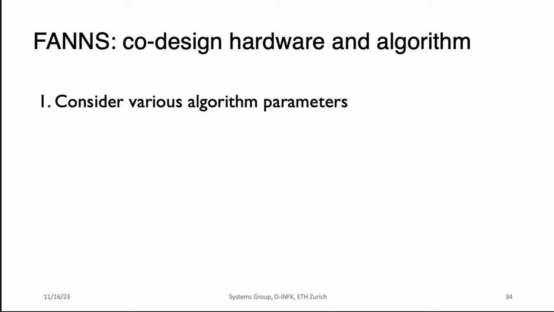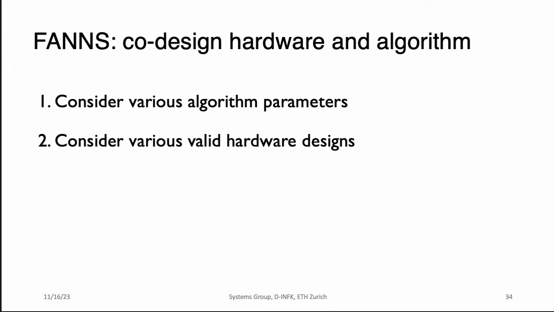First, we want to consider the algorithm parameters. Essentially, we want to measure the relationship between them and the recall requirement on the specific dataset. And then we want to consider hardware designs, where we have multiple valid designs, both within a single stage and across multiple stages. Also, how do we allocate the on-chip resources across the 6 stages?